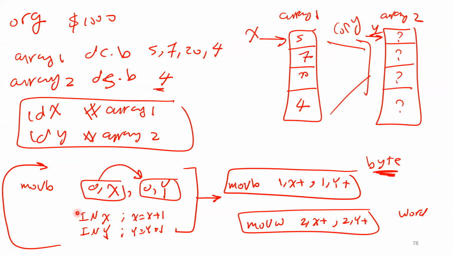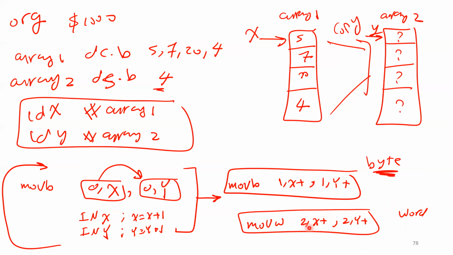Or I can write it this way. This instruction, I can just write it this way: move.w 2,X plus, 2,Y plus. So this 2 means I'm going to increment X by 2. I'm going to increment Y by 2, right? So this instruction is actually going to move a word from 0,X to 0,Y. This is number 1. Number 2, you increment X by 2, you increment Y by 2.